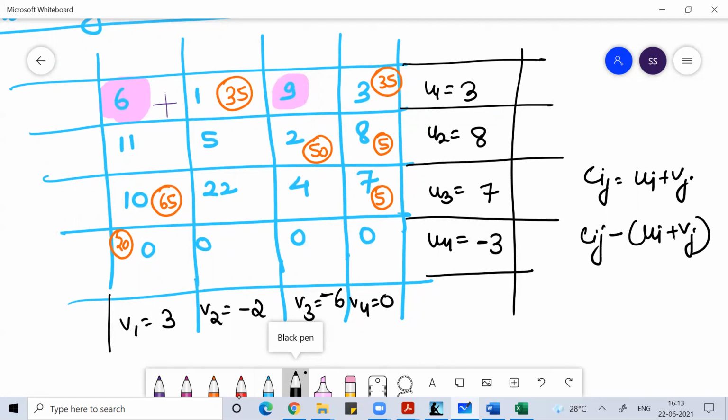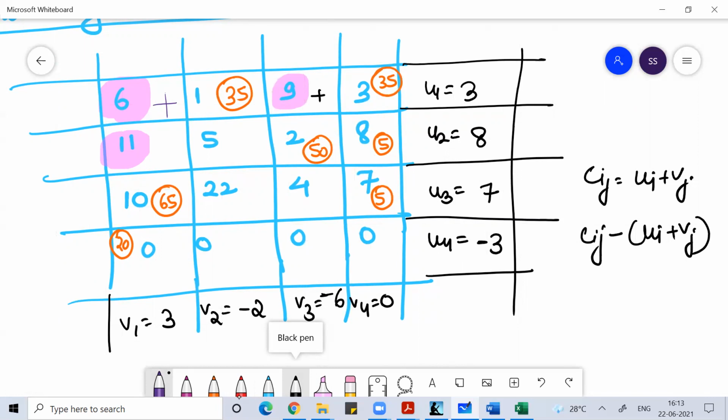So now if you see this v3, that is minus 6, and that is plus 3. Minus 6 plus 3 is minus 3. So 9 minus minus 3, that will be plus 1. Okay. Then 11, if I talk about this cell, the cost, this is 3 plus 8, 11.